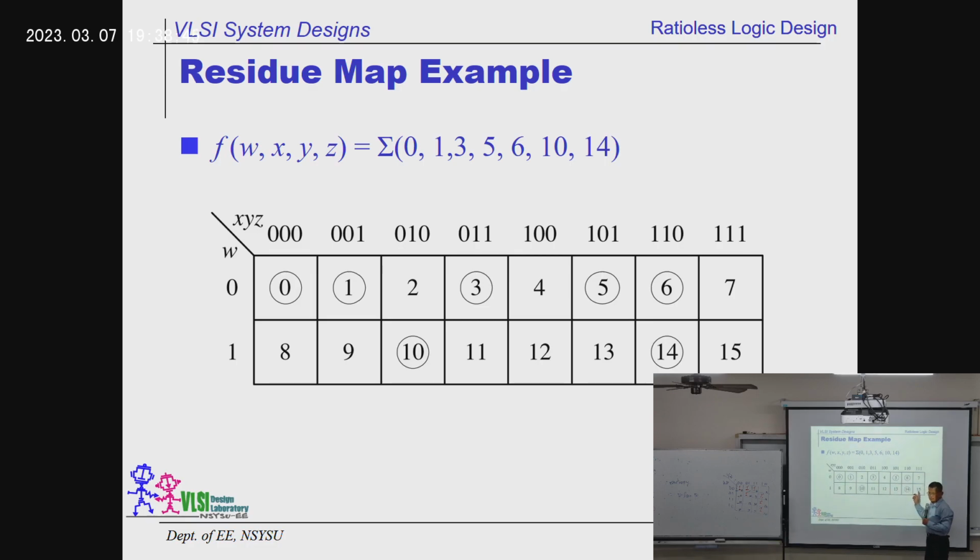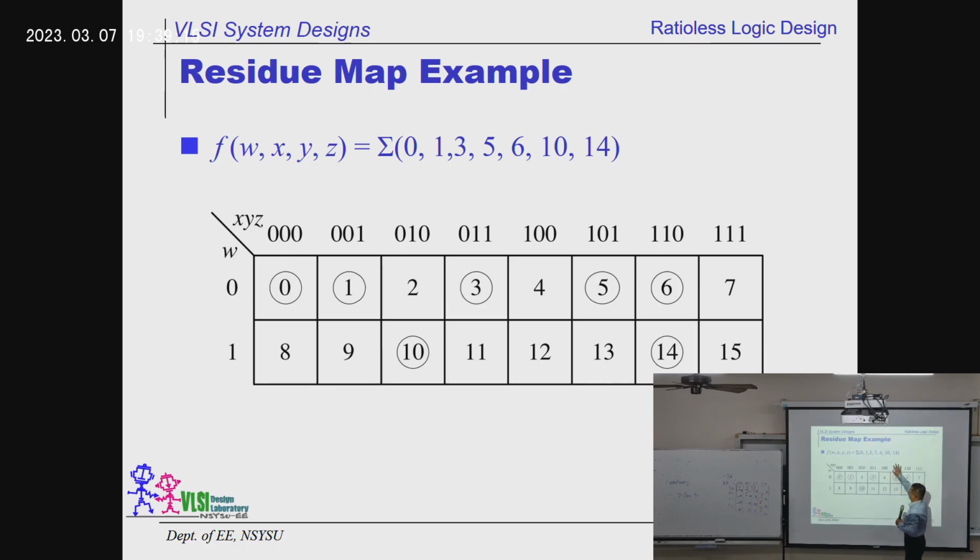The order of the residue map is a natural order. It is not the same as a K-map, because a K-map is not in natural order. See that? We flip this too, because we wanted to do the merging and grouping. That's why. But here we don't do that. We don't care. We just follow the natural order from 0 to 7, 8 to 15. That's rule number 1.